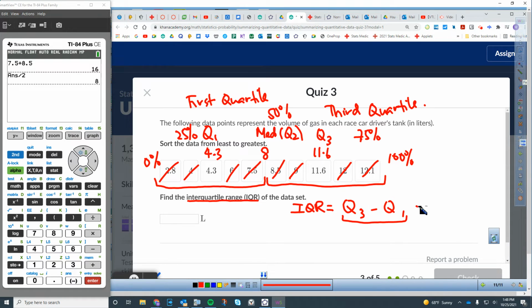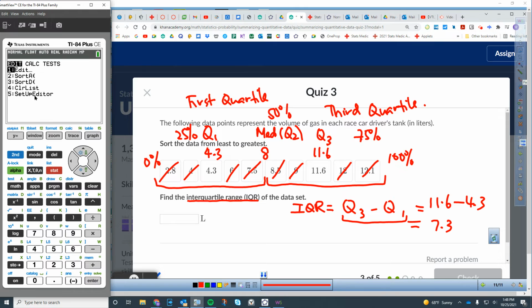So Q3 minus Q1. And we take 11.6 minus 4.3. And that should be 7.3. Let's see. 11.6 minus 4.3. Okay, 7.3. Now, there is another way of just using the calculator very quickly.